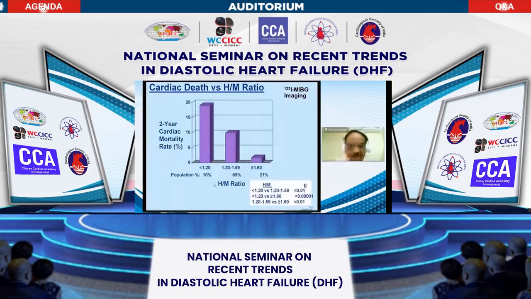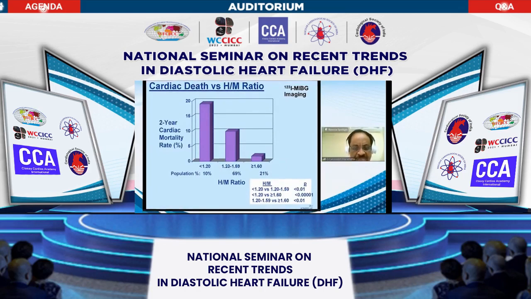So coming to this particular graph, the cardiac death, what is the relation between cardiac death in HFpEF versus HM ratio? If you see the 2-year cardiac mortality, you can find the less the HM ratio, the mortality goes high. See, 2 years cardiac mortality is high with an HM ratio less than 1.20. But with 1.20 to 1.59 heart mediastinum ratio, the 2 years mortality decreases. And with 1.60 or more, the cardiac mortality is quite very good, excellent.